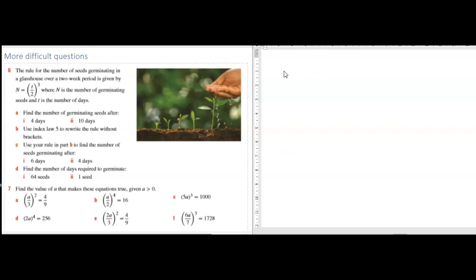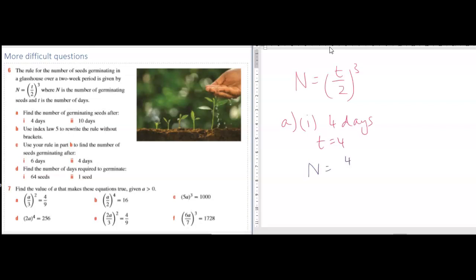Okay, let me just get my pen ready. So our equation is n equals (t over 2) to the power of 3. So question A, part 1, we've got 4 days. So that means that t is equal to 4. So we're just substituting that into our equation. So (4 over 2) to the power of 3 gives us 2 to the power of 3, which is 8. Okay, so 8 seeds.